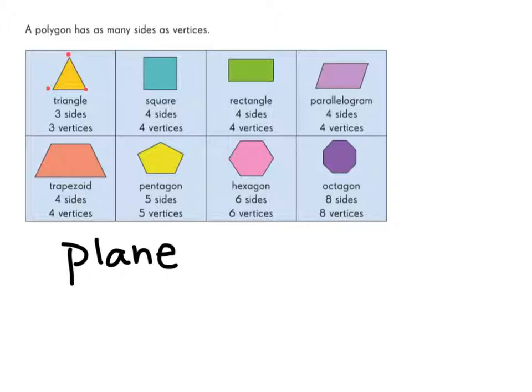The differences between squares, rectangles, parallelograms, and trapezoids are in the arrangement of the lines, not the number of sides and vertices. A pentagon has 5 sides and 5 vertices. A hexagon has 6 of each, and an octagon has 8 of each.